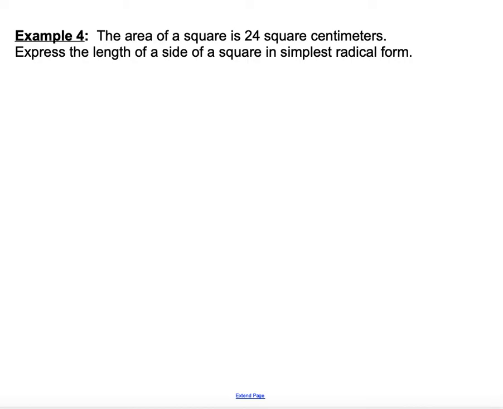All right, example 4. The area of a square is 24 square centimeters. Express the length of a side of a square in simplest radical form. So again, it's geometry. I like to draw a picture when I have a geometry problem. A square, what do you know about the side lengths of a square? They're all the same. So each of the lengths of this square in here are x. How do you find the area of a square? Base times height, right? Or length times width.